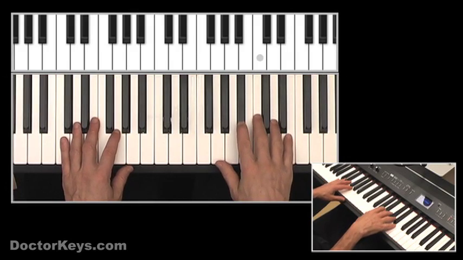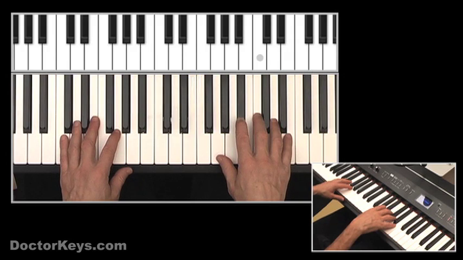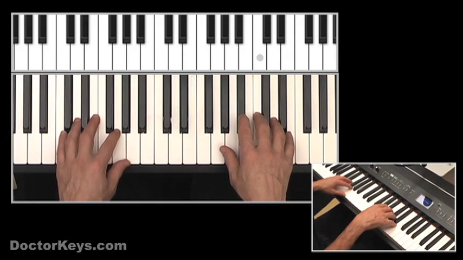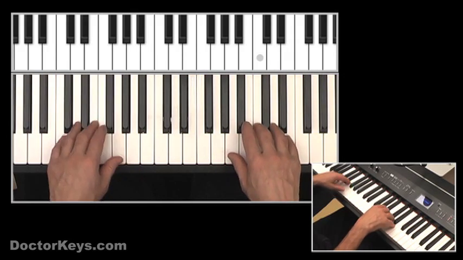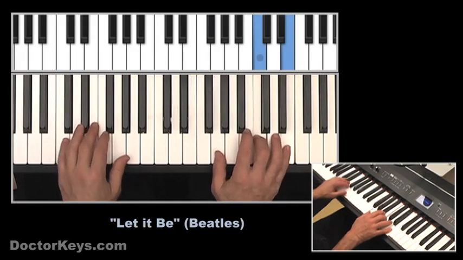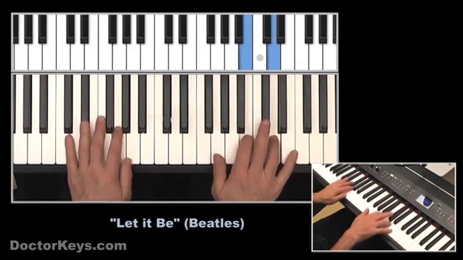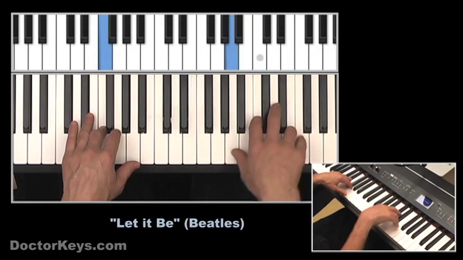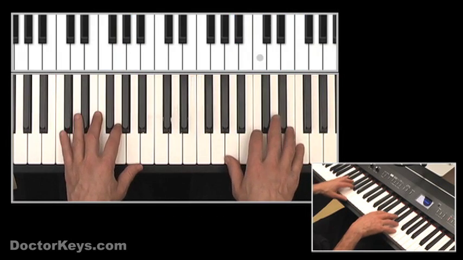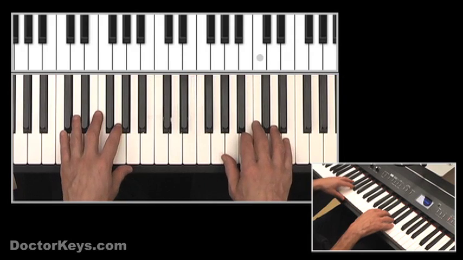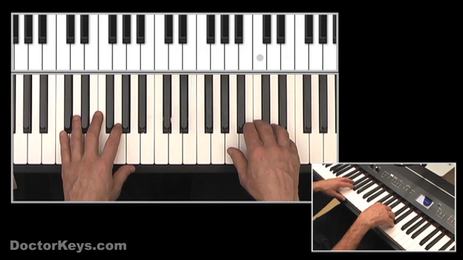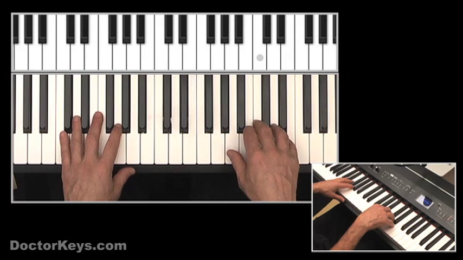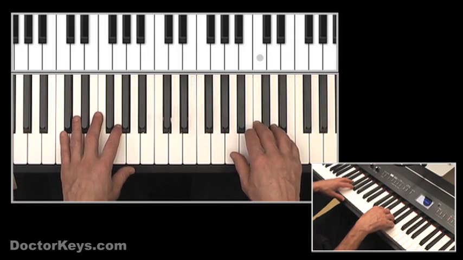Now, if you're playing something that needs more of a rock feel, you'll want to accent beats 2 and 4. 1, 2, 3, 4, 1, 2, 3, 4. And the easiest way to do that is to raise your wrist a little higher than you normally would before each of those accented chords, so you can drop more weight into the keys.